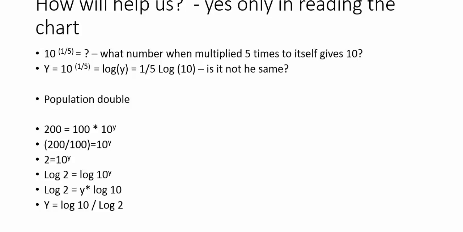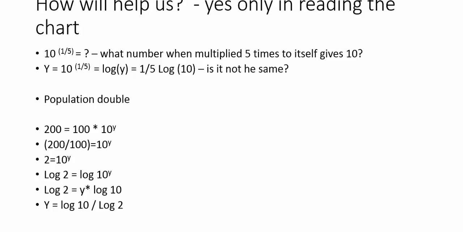Suppose we want to find out when the population which is growing at a particular speed would double. So suppose the population growth is 10 to the power y. So at 1 year it's 10, at the second year it's 100, at the third year it becomes 1000, at the fourth year it becomes 10,000, at 5 years it becomes 100,000, at 6 years it becomes a million, at the seventh year it becomes 10 million, and so on. Suppose that's the growth rate, and we want to find out when that would double.